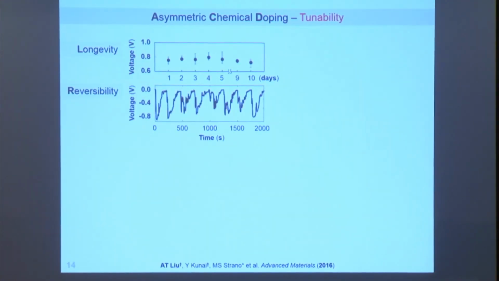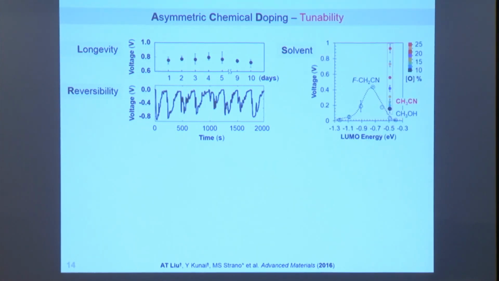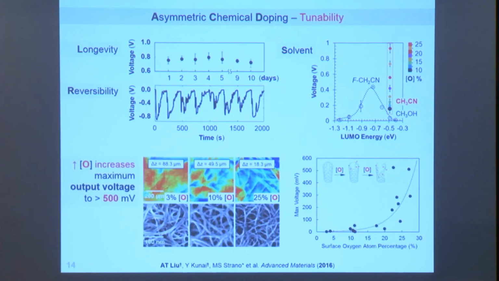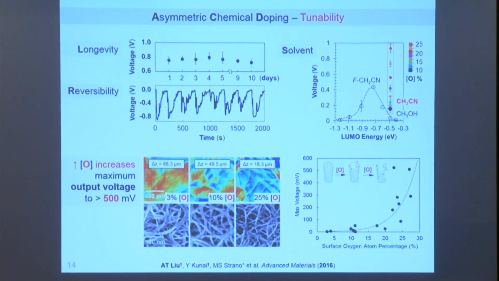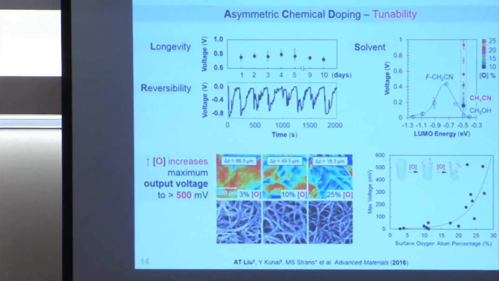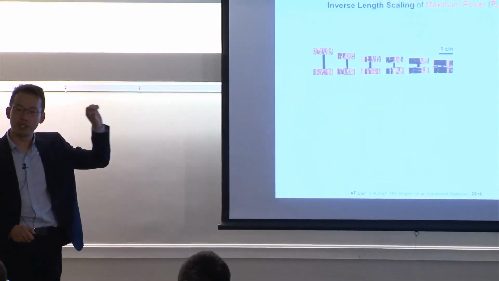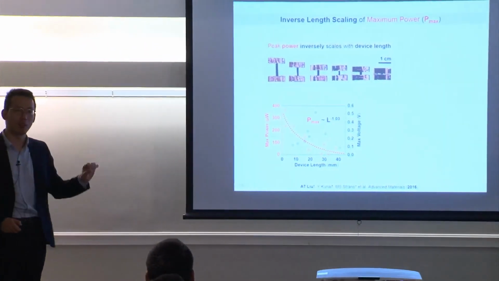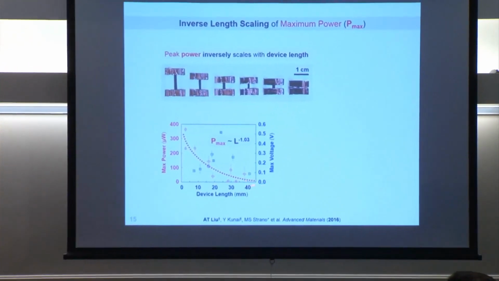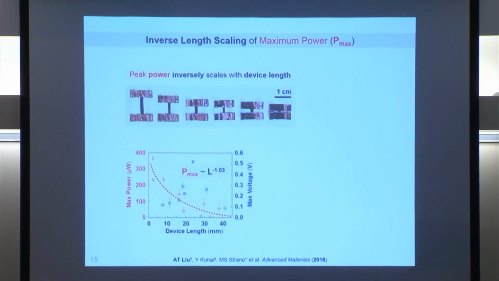Understanding the mechanism of how electricity is being generated using asymmetric chemical doping, we're able to then prolong the longevity of the generation process. It's highly reversible. Also, you can do this for a variety of different solvents. It doesn't have to be limited to just acetonitrile or any organic solvent. But also, you can tune the carbon nanotube in order to keep increasing the voltage output. And then you can also make the device smaller and smaller. What is interesting here is that because the impedance gets smaller and smaller, we actually do make more maximum power that you can get from this process.